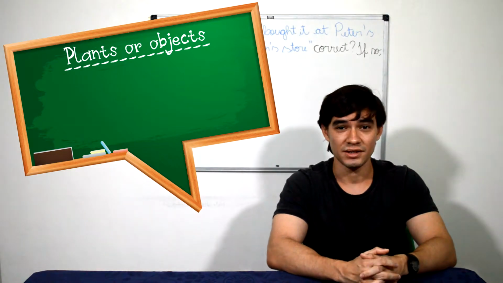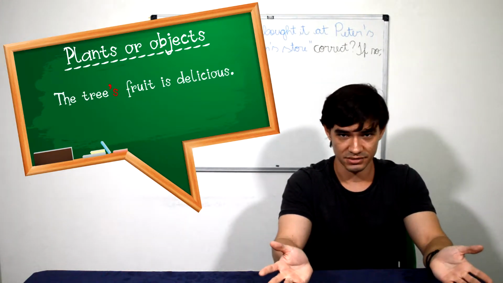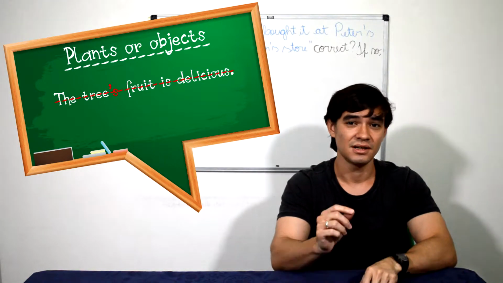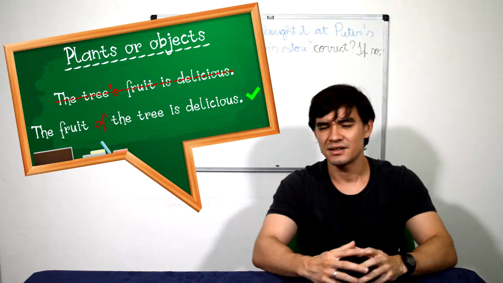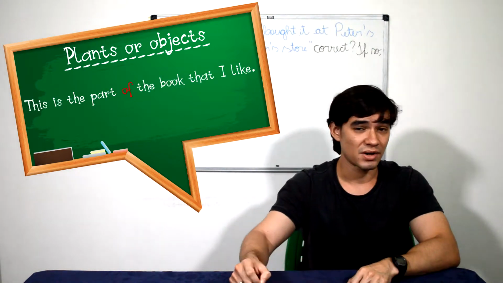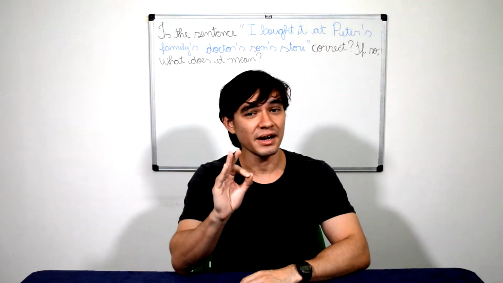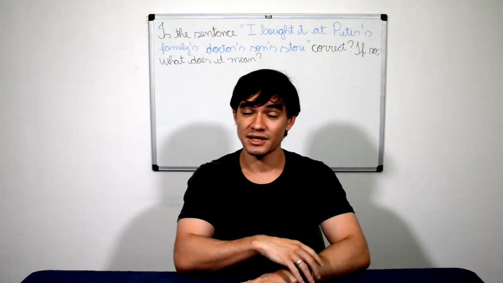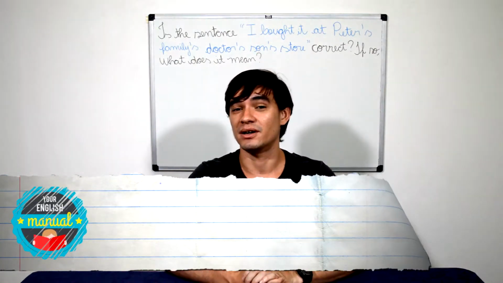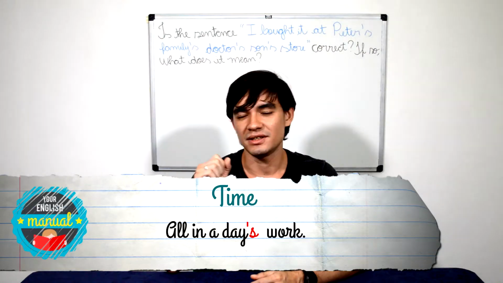In the same way, you should not say the tree's fruit is delicious. You should just say the fruit of the tree is delicious. Another example. This is the part of the book that I like. Well, there are exceptions actually regarding the apostrophe s. For example, you can use it when you talk about time. We can say, all in a day's work.